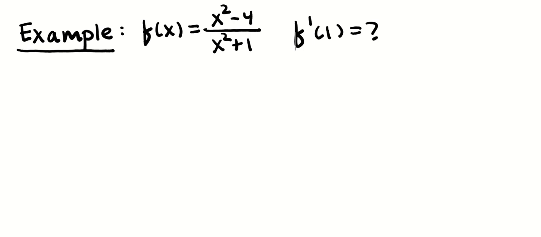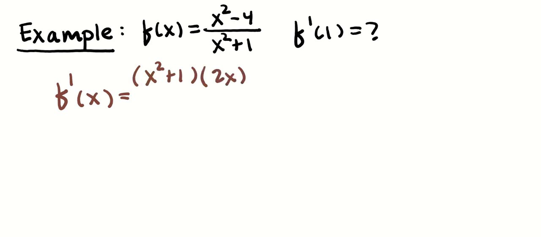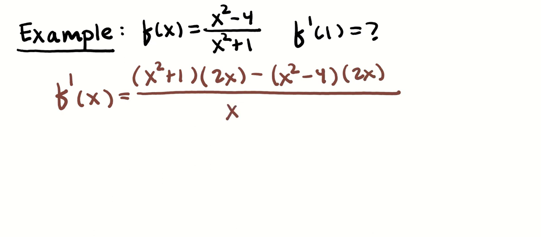Okay, another algebraic example here. I've got a quotient. What is the value of f's derivative at x equals 1? What is the instantaneous rate of change of f with respect to x at the point where x equals 1? So we're going to need to use the quotient rule. I'm going to start by taking the derivative of f, and that's going to be bottom times the derivative of top, which is 2x, minus 0, minus the top times the derivative of the bottom, which is 2x, divided by the bottom squared. So it's x squared plus 1 squared.